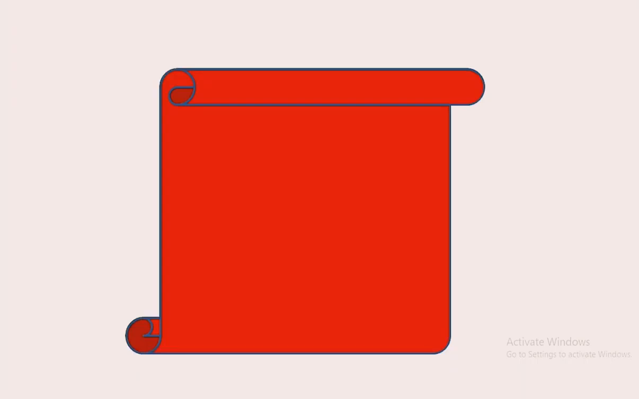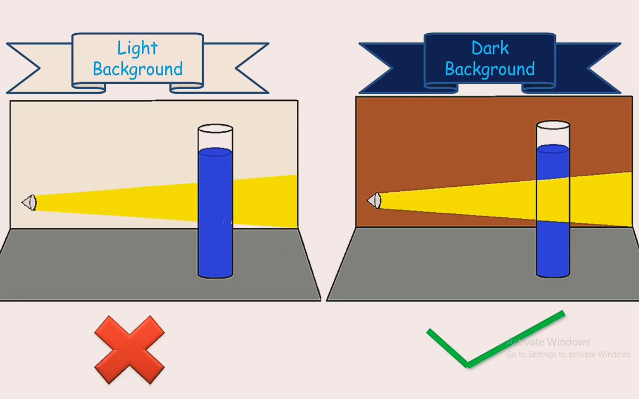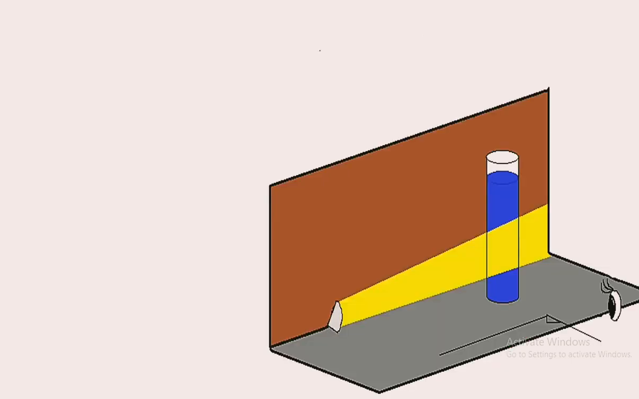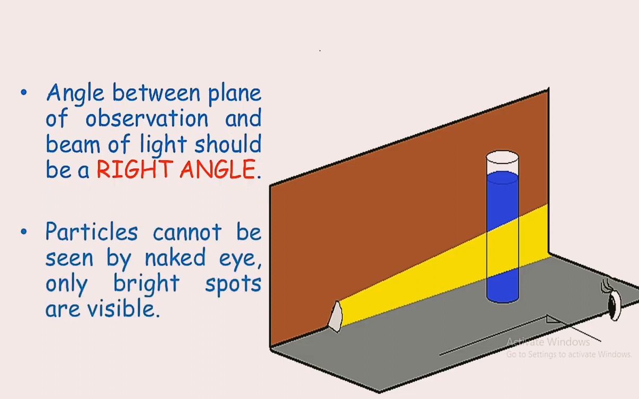But this effect is visible under two conditions only. First, when it is observed against a dark background, and second, when the beam of light is at right angle to the plane of observation. Although the particles cannot be seen directly, only the bright spots corresponding to particles can be observed.